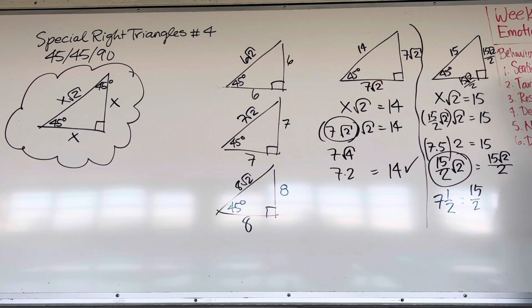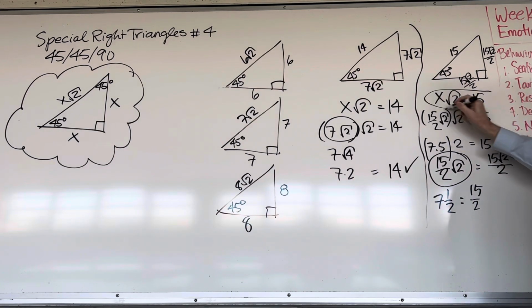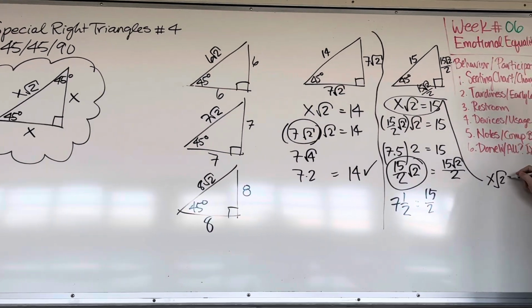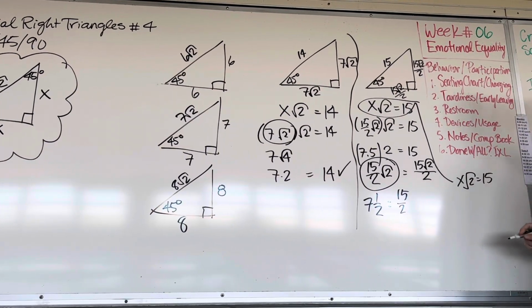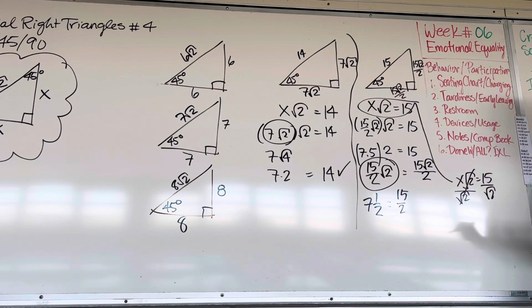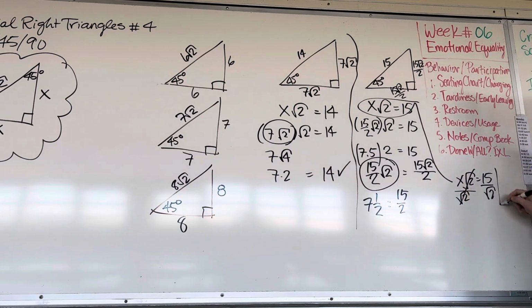And just to prove it, let's do equation solving. X square root of 2 equals 15. What do we do to solve the equation? We divide both sides by square root of 2. Gone. We don't like the square root of 2 in the bottom. Remember, we have to rationalize the denominator to simplify that. What do you multiply this by? 1.